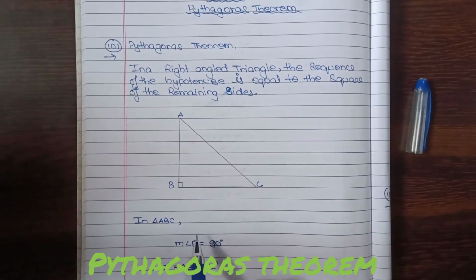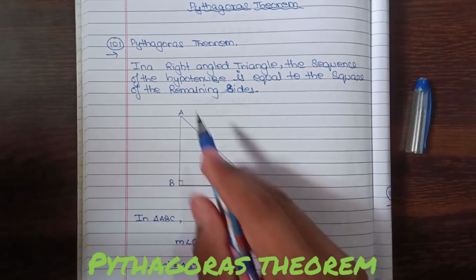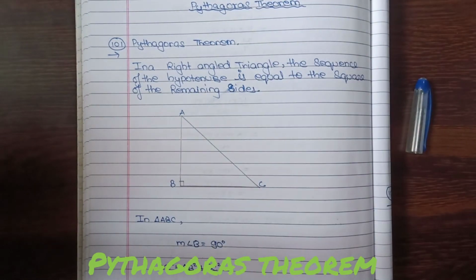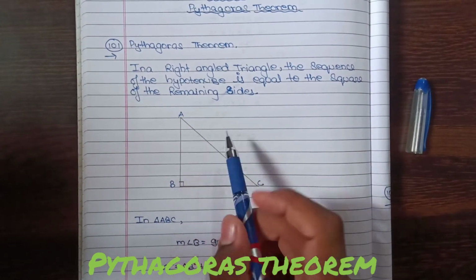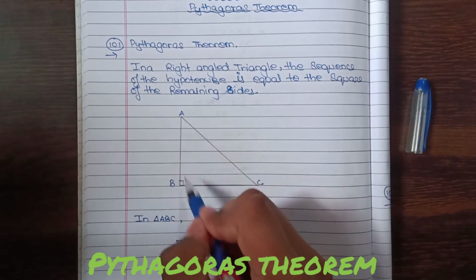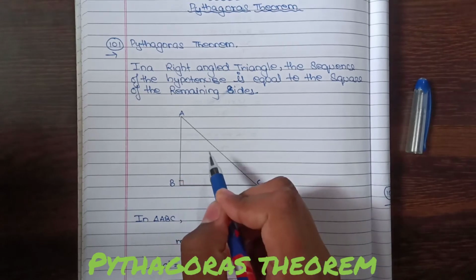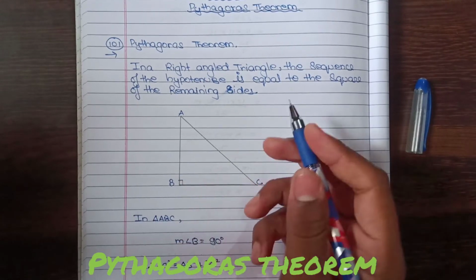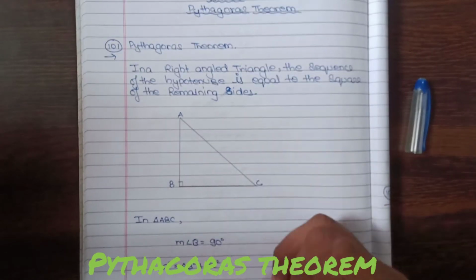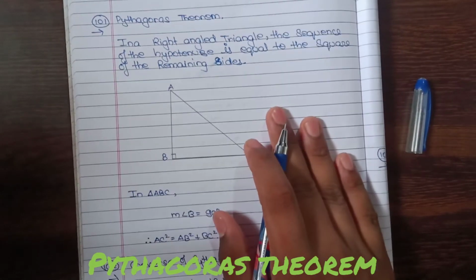Now let us see that in triangle ABC, measure of angle B equals 90 degrees. Therefore AC square equals AB square plus BC square. Now I would like to tell you one thing: AC is only considered to be the hypotenuse when this angle ABC is 90 degrees. Means if there is any angle of 90 degrees in a triangle, then we can say that it is a right angle triangle, and it is not prohibited to use Pythagoras theorem.